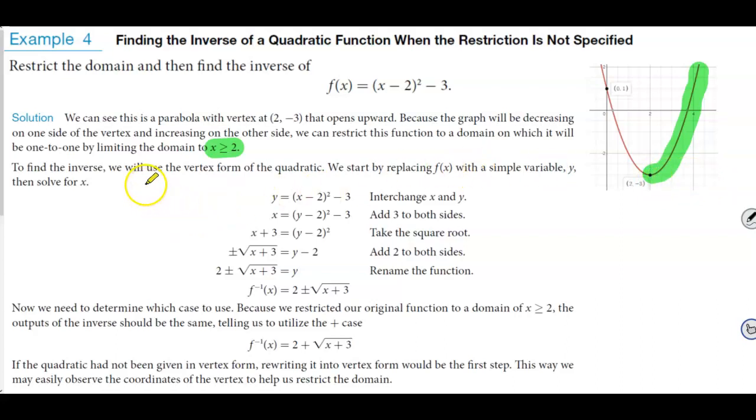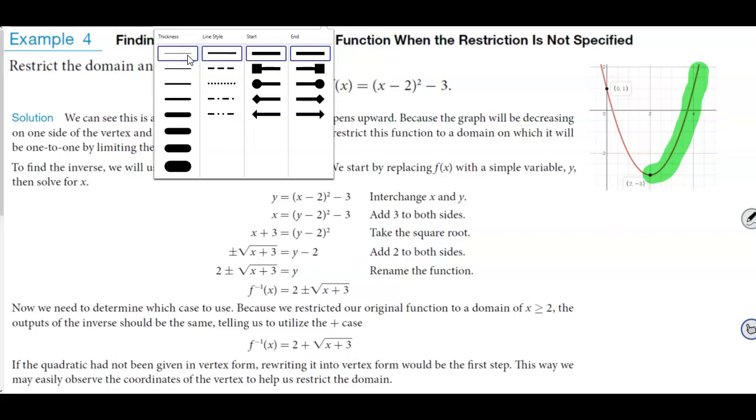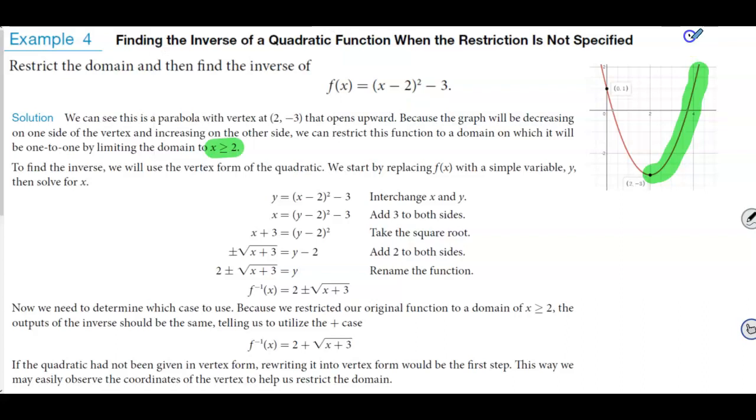So to find the inverse, we will use the vertex from the quadratic. And then we start by replacing f of x with a simple variable y and then solve for x. So the first step is to replace that f of x with y. And then we're going to interchange x and y in step 2. And then we're going to add 3 to both sides, which is what we do in step 3. And then in step 4, we need to take the square root of both sides.